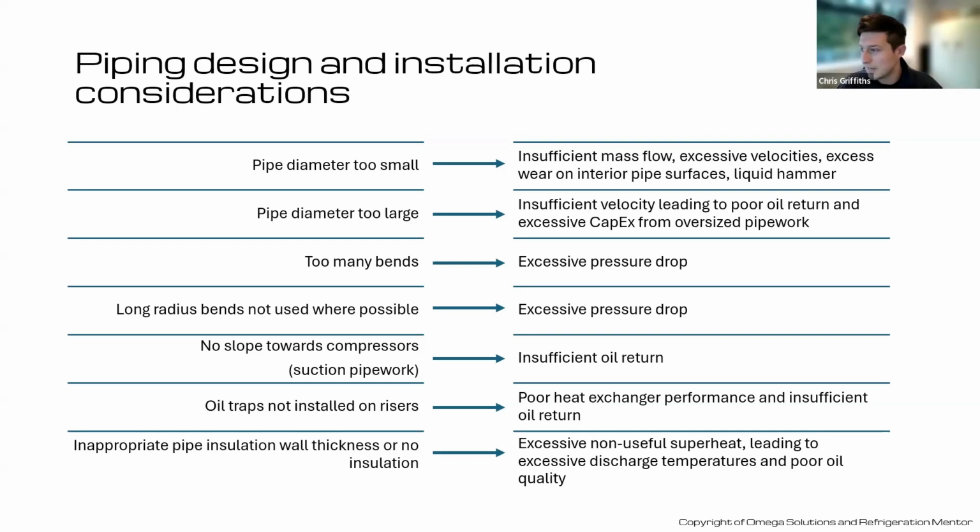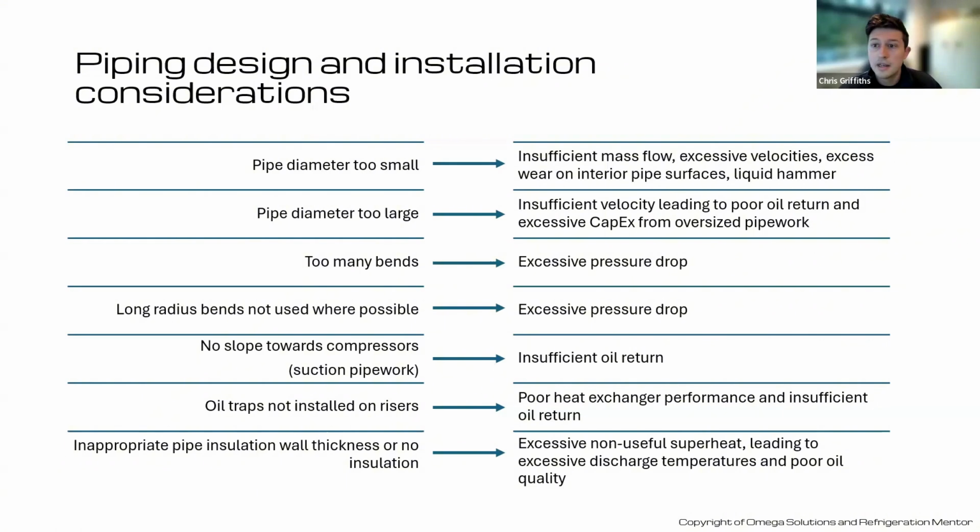We'll go into a bit more depth in a moment, but these are the common issues I would see if I was designing a system or attending a site where they had issues. These are the sort of things we can narrow it down to. So if we go through the list, we've got pipe diameter is too small, and in more scientific terms, that means we have insufficient mass flow through that system.